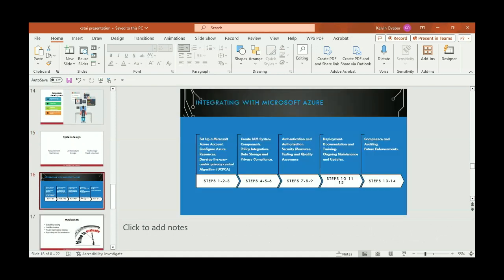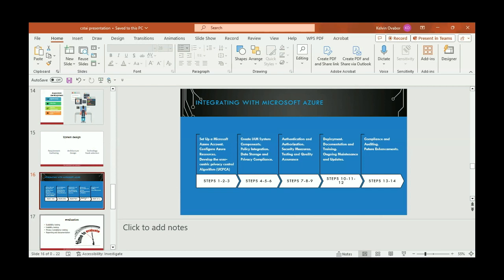Then, since our case study is the use of Microsoft Azure, we are going to set up a Microsoft Azure account. We configure the Azure resources. Then the developed user-centric privacy control algorithm will be integrated with it. We create the IAM system component based on policy integration, the data storage and privacy compliance, authentication and authorization. Security measure testing and quality assurance will be carried out.